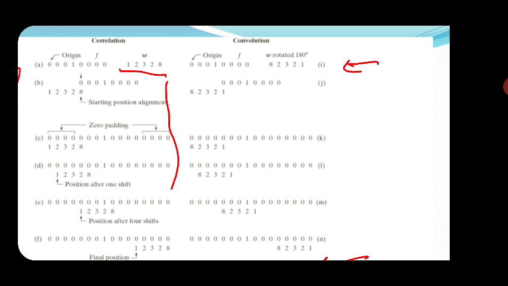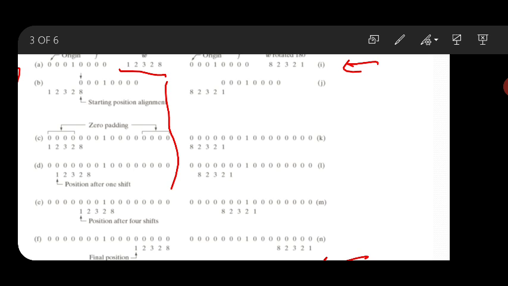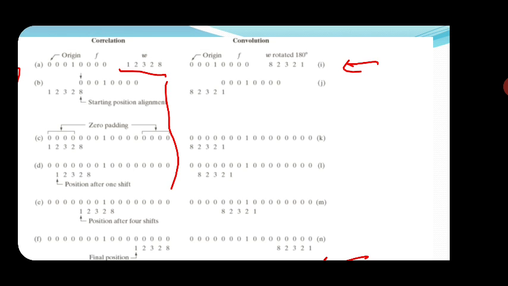What is the length of F here now? That is 8. What is the length of M? 5. Here is the origin, which means it will be taken at the beginning of this one: 8, 2, 3, 2, 1.